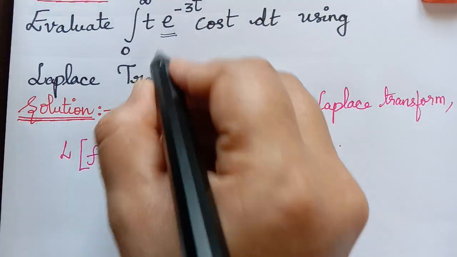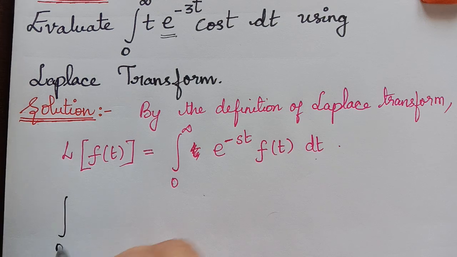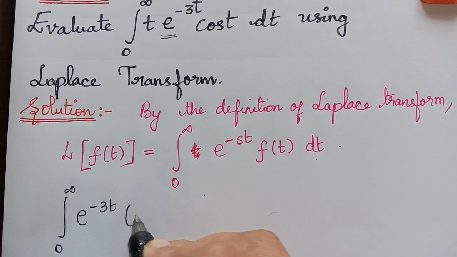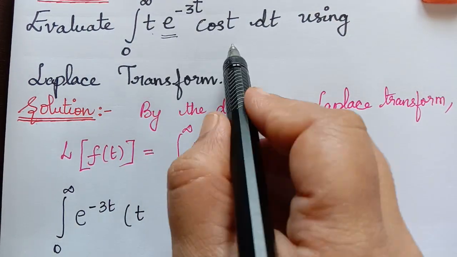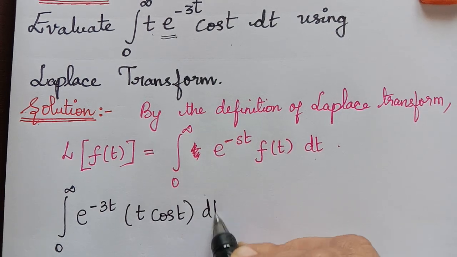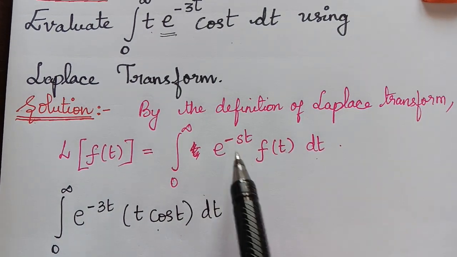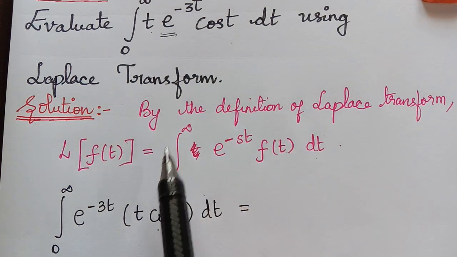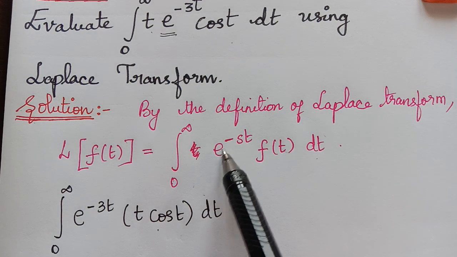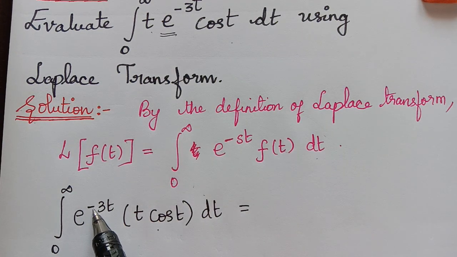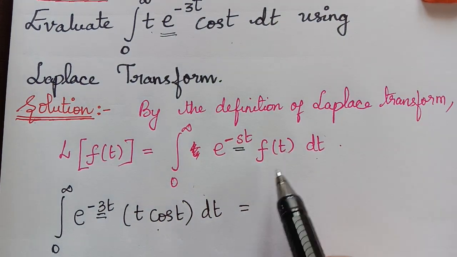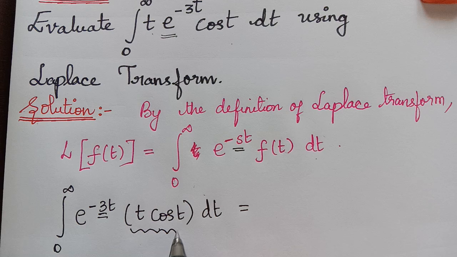So this integral can be written as the integral from 0 to infinity of e^(-3t), and then we can put the t and cos t together as one function, so t cos t dt. Now if we compare with the integral from the definition of Laplace transform, it is the same integral from 0 to infinity of e^(-st), and here it is e^(-3t), which means the value of s is equal to 3, and f(t) is t cos t.